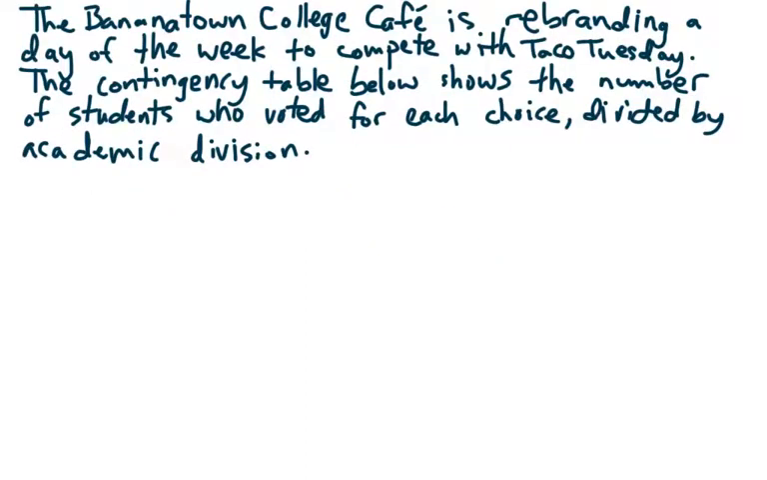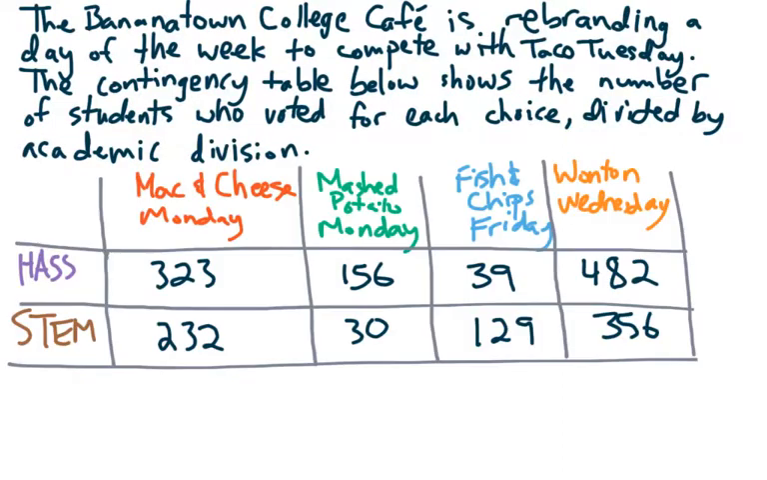So our example we're going to start with is that Bananatown College Cafe is rebranding a day of the week to compete with Taco Tuesday. The contingency table below shows the number of students who voted for each of the new choices, separated by academic division. So we've got mac and cheese Monday, mashed potato Monday, fish and chips Friday, and wonton Wednesday. These four options are going to be the columns. The rows are divided by the academic division, like we said, humanities, arts, social sciences versus science, technology, engineering, and math.